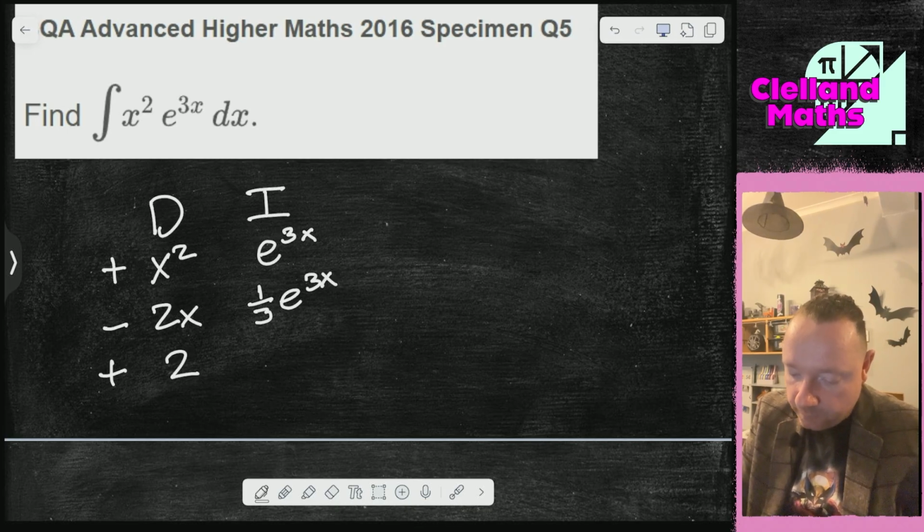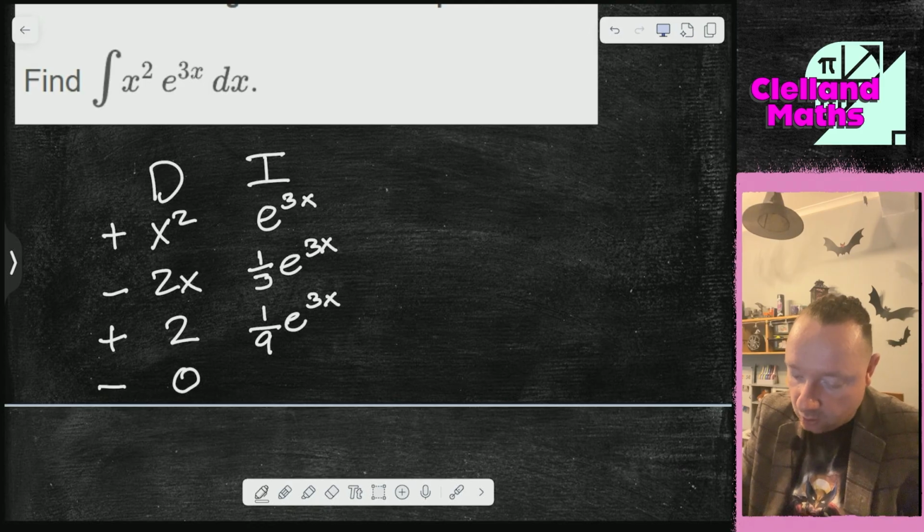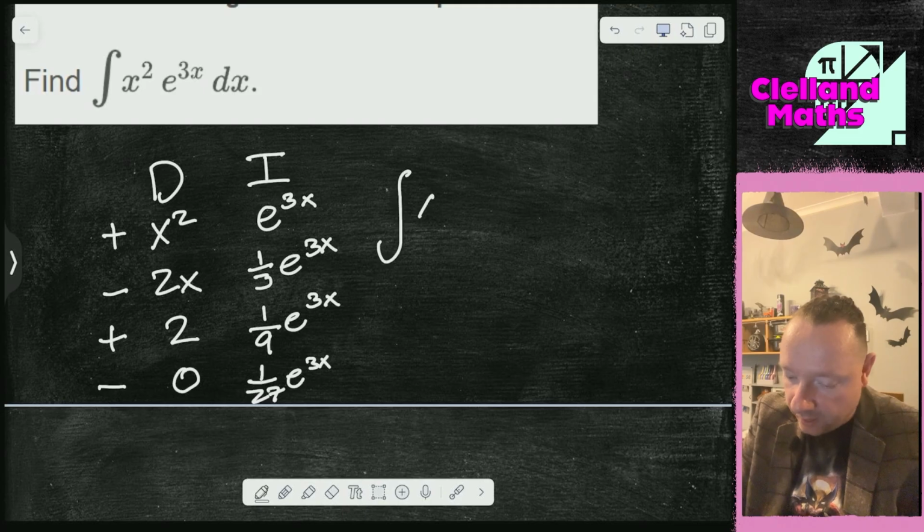Differentiate this to get 2. Integrate this then to get 1/9 e to the 3x. And we keep going until we get 0 and 1 in the differentiation place. So that is going to be 1/27 e to the 3x. Now our integral of x squared e to the 3x dx is now easy.